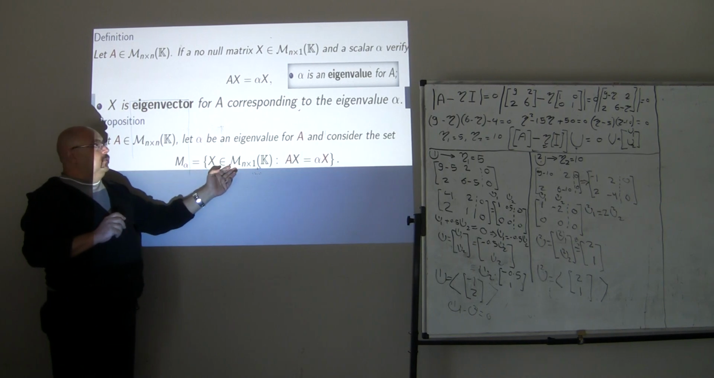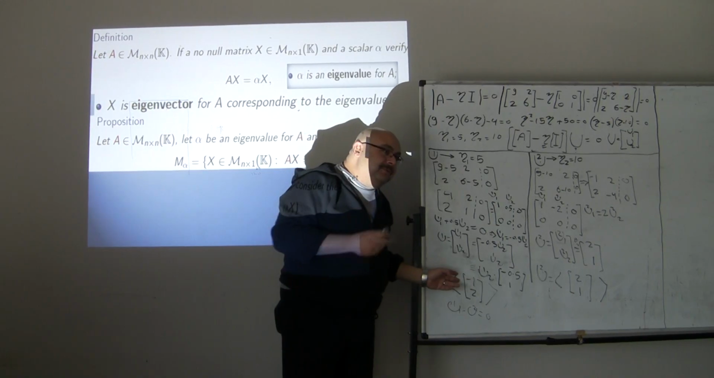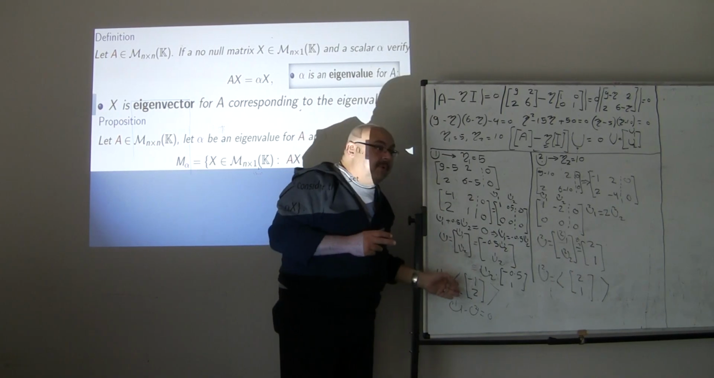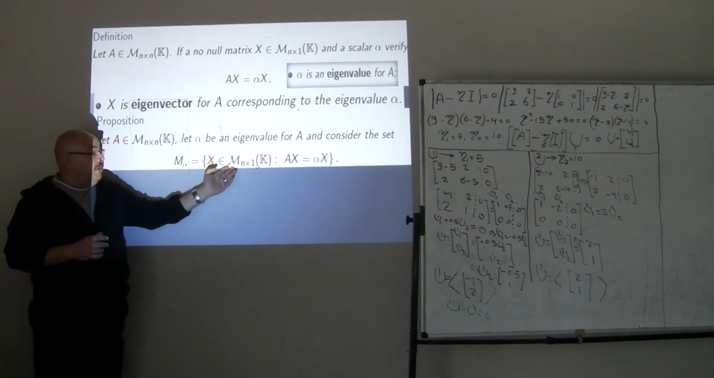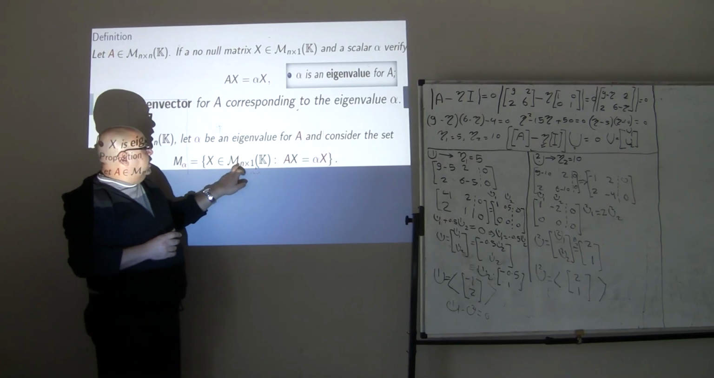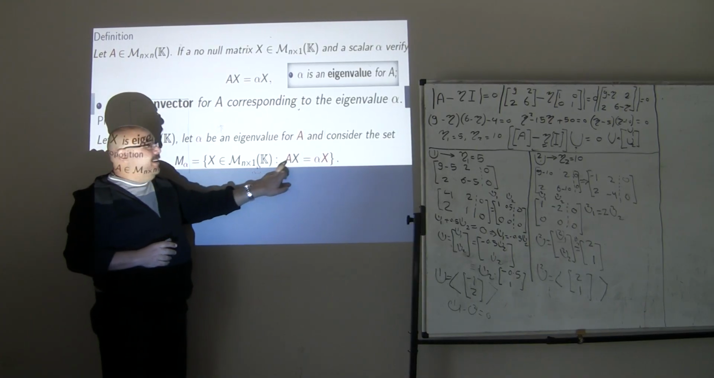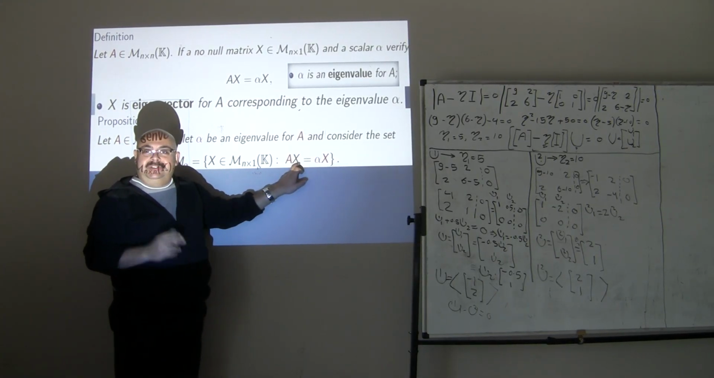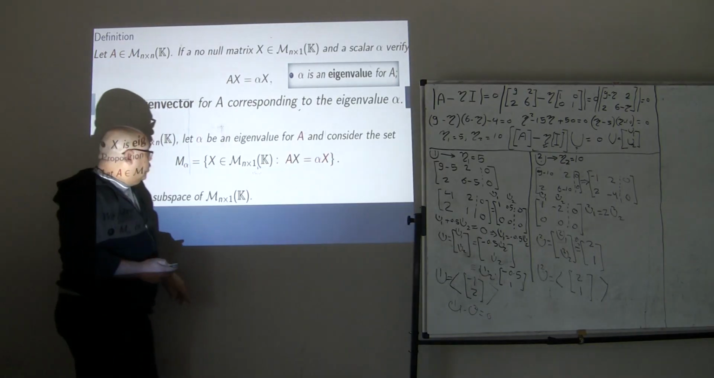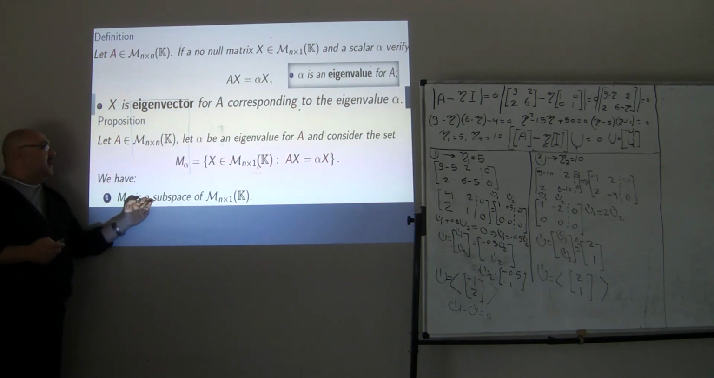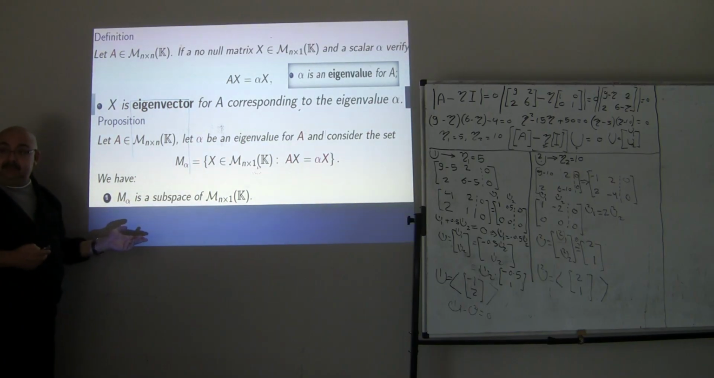So now x belongs to the n by 1. So it was 3 by 3, I will have 3 by 1. For generalization, n by 1, over K because it may be real or complex, such that Ax is equal to alpha x. So now I'm talking about this set. Once more, M alpha is a subspace of the n by 1 vector space. Yes, it's a subvector space.